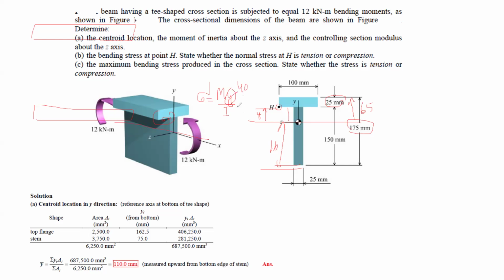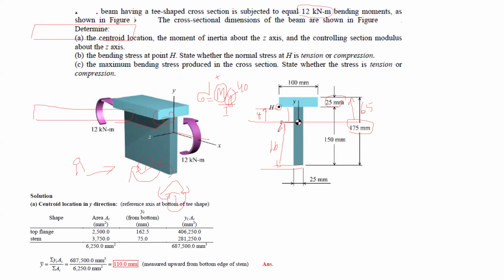What other thing is there? This moment should be positive or negative. If you look at the beam from here, do you see a smiley face or a sad face? If you are looking at the beam from here, the beam curvature looks like what? The first case, this one, or the second case? First case, so the moment should be positive. That's true. So this should be a positive value, provided here in the question already.